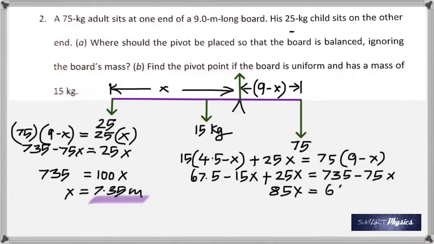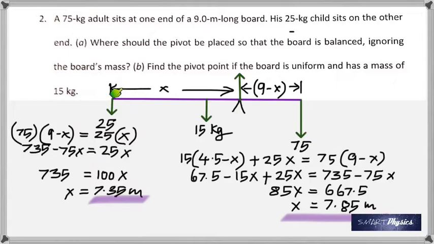And you get 85x is equal to 667.5, and x is 7.85 meter, which means this time you have to push it further towards the pivot, which should make sense, isn't it? Let's take a look at this distance that I took. Is it 4.5 minus x?